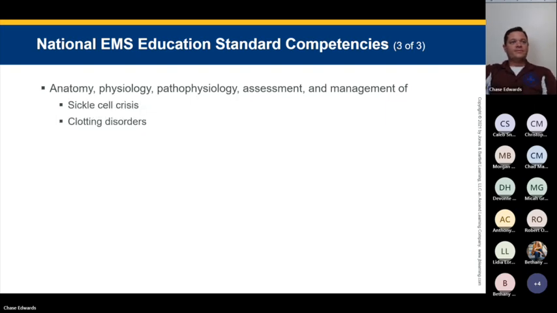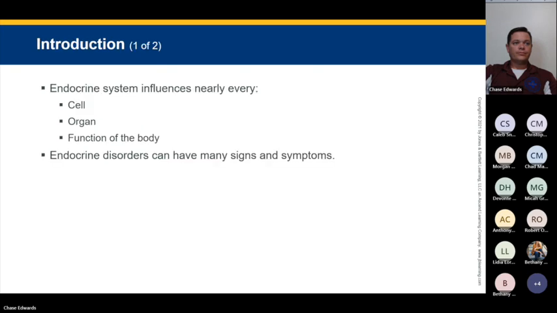All right. We'll also talk a little bit about sickle cell crisis and some clotting disorders. All right, introduction. The human endocrine system, directly or indirectly, influences nearly every cell, organ, and function of the body. So there are endocrine disorders that are often seen with multiple signs and symptoms. We just have to make sure that whenever we're doing our thorough assessments, we're actually getting into these signs and symptoms.